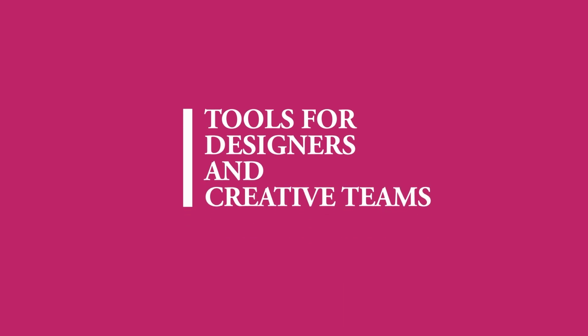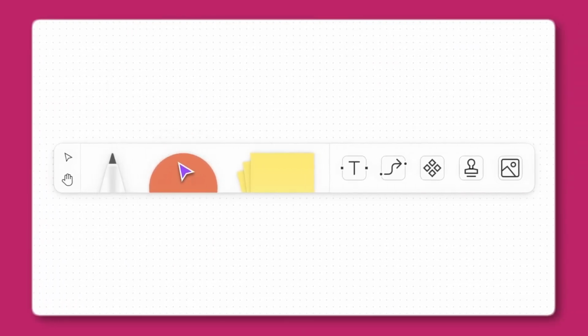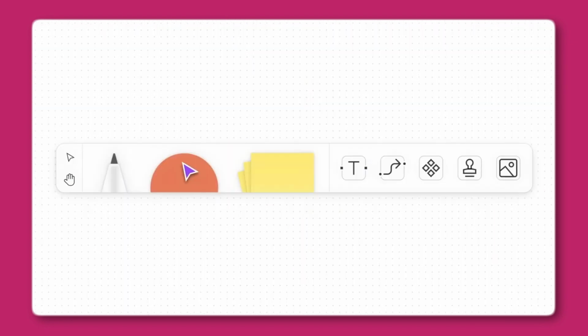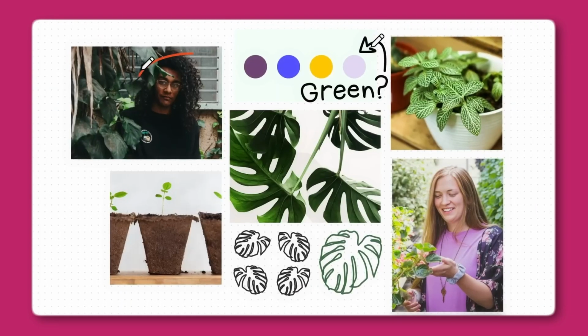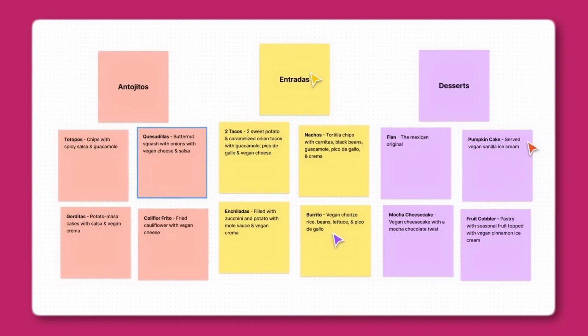Tools for designers and creative teams. Figma. In a luminous corner of the digital realm, there's a vast canvas known as Figma. This canvas, ever-changing and dynamic, is a playground for designers.